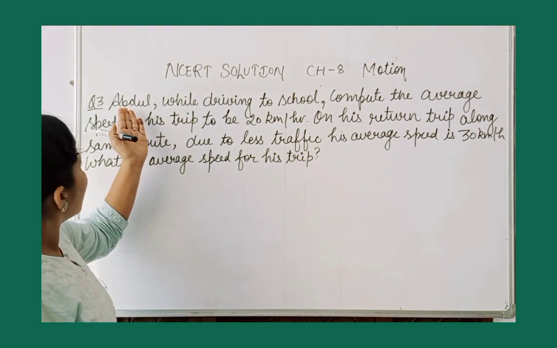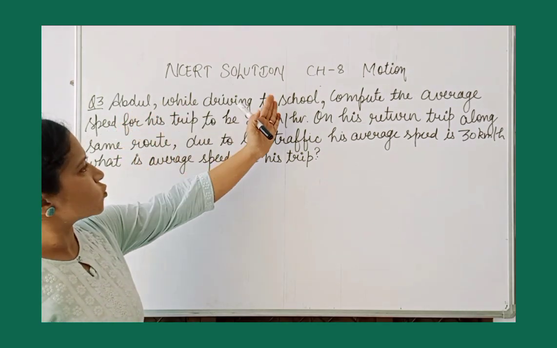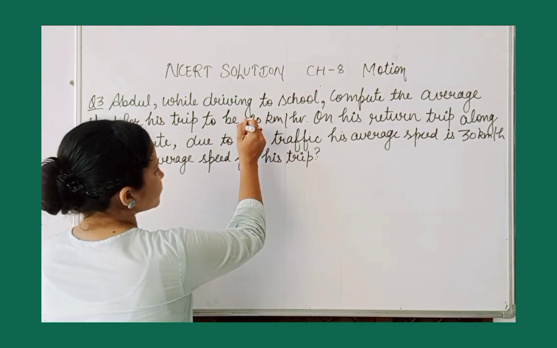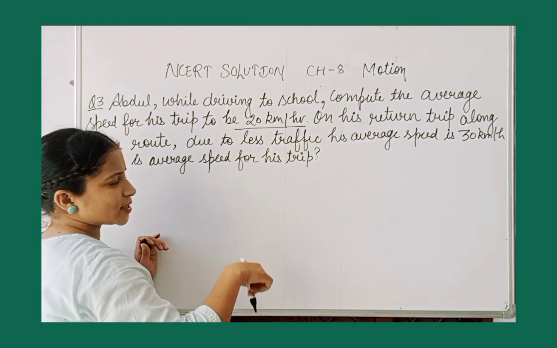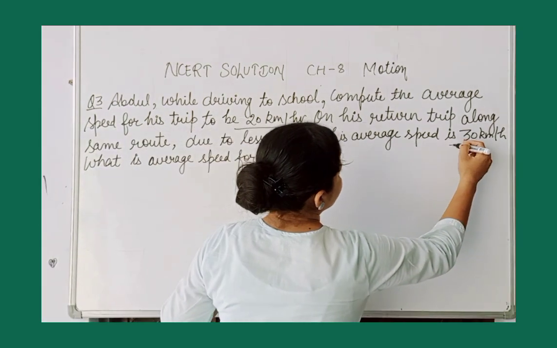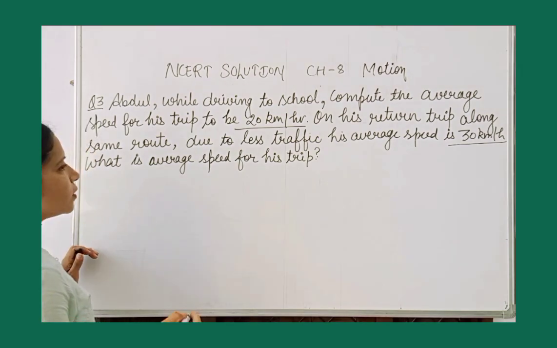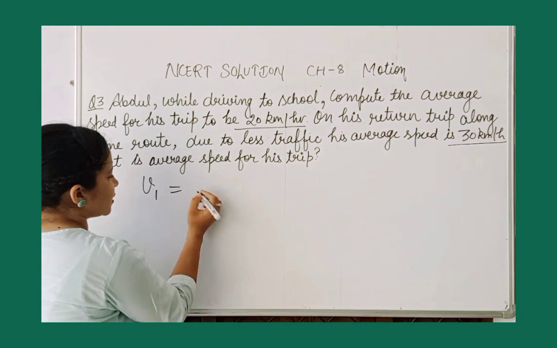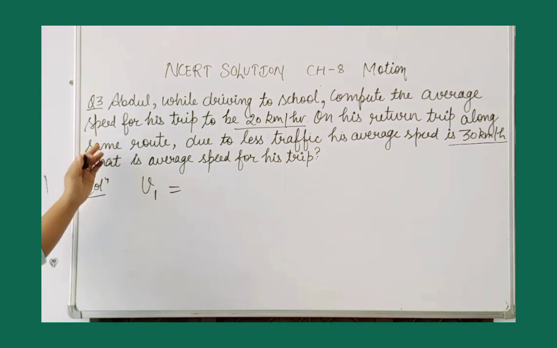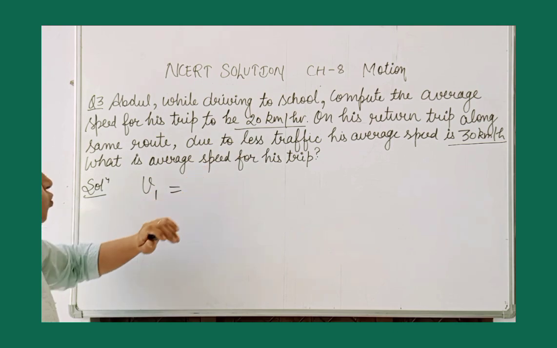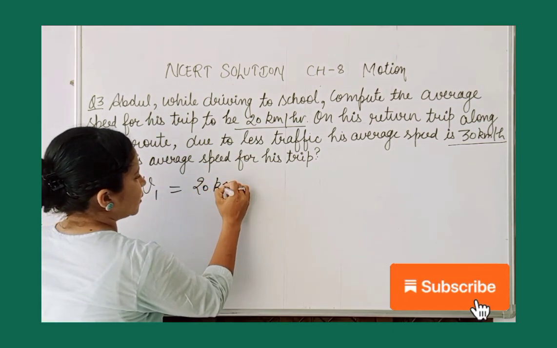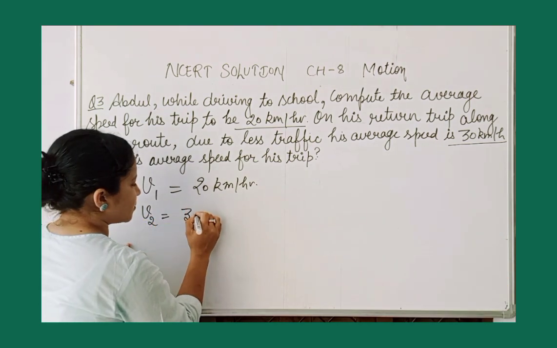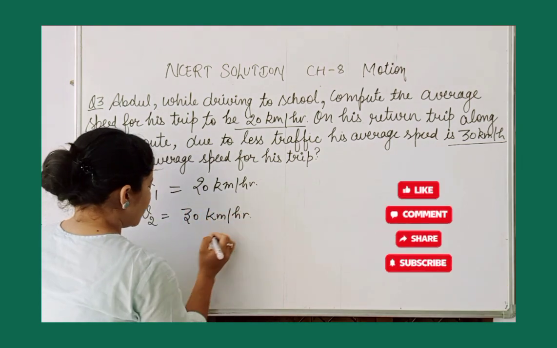Next question. Abdul, while driving to school, computes the average speed for the trip to be 20 km per hour, and on returning along the same path, his average speed would be 30. So by solving this, first the average speed from A to B, going from home to school, is 20 km per hour. On returning by the same path, the speed would be 30 km per hour.